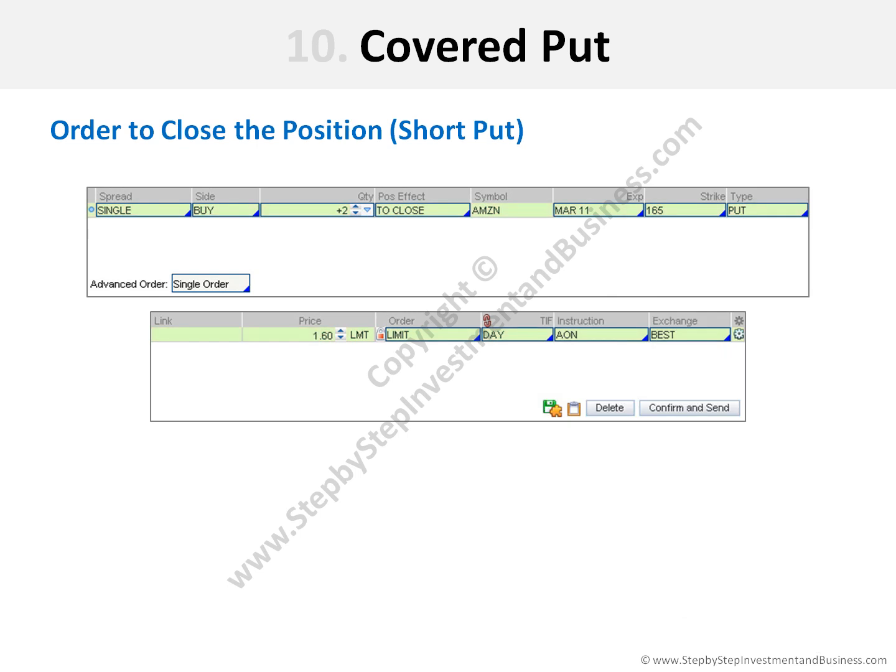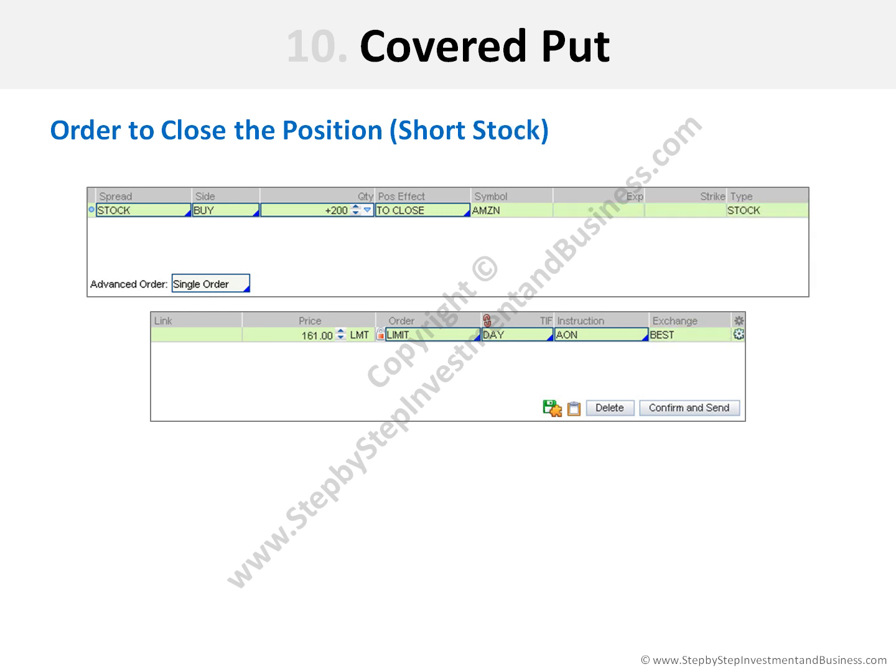On the other hand, here is an example of the order we must enter to close the short put position. It consists of buying the 2 Amazon puts that we had sold. In the side column, we select the action Buy to indicate the purchase of options, and in the Position Effect column, we select the option To Close to indicate that we want to close an existing position.